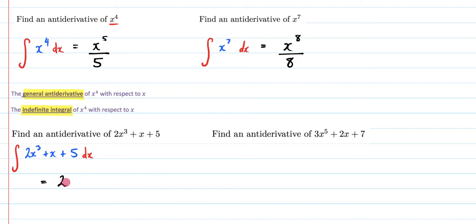What I can do is I can treat each of these separately. So I'm going to take my first one. I'm going to raise the power, then divide by that new power. I go to the next one. So in this case, hopefully you realize that there is an invisible one there. So if I was to increase my power by one, it's now going to become two, and then I'm going to divide by that new power.